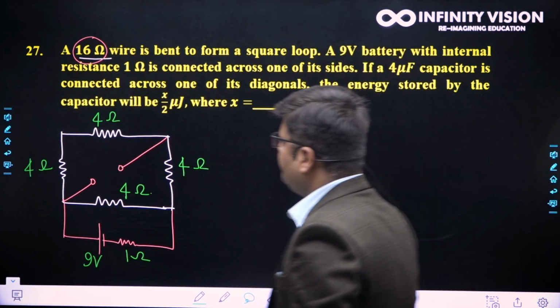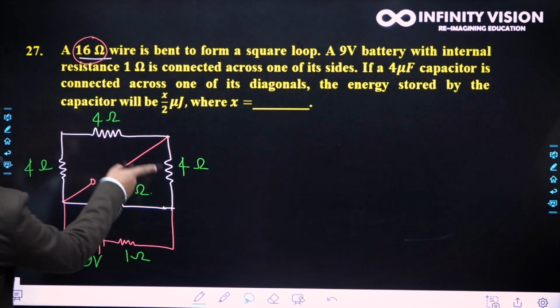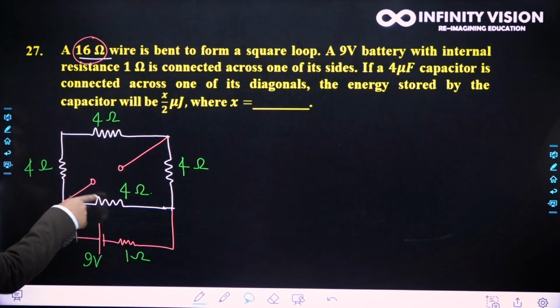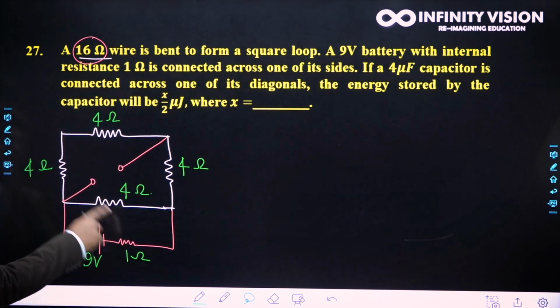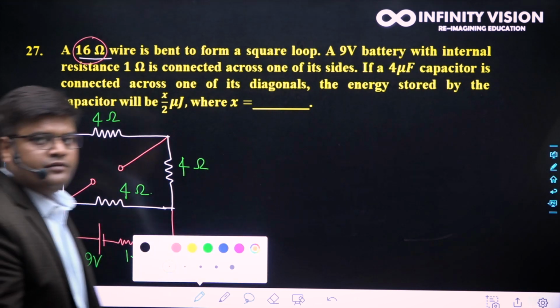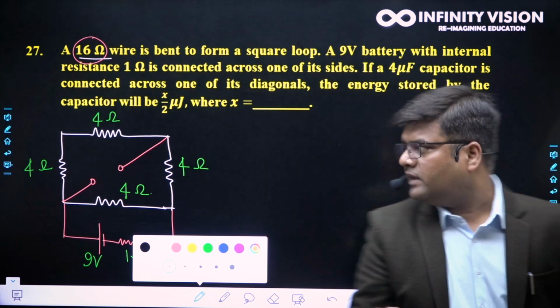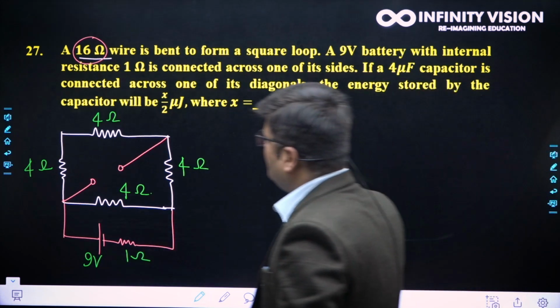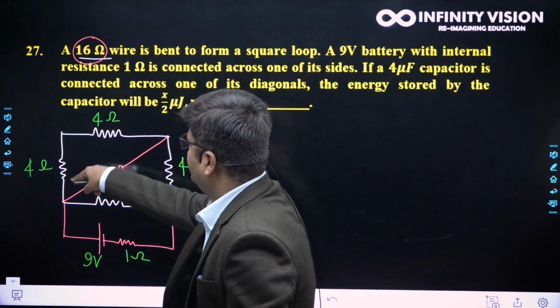Now we can see easily that the above 3 resistances are connected in series, which is in parallel with this 4 ohm resistance, and then it is in series. So what we can do, we can calculate the total current that is sent by the battery. So this 4 ohm becomes 12 ohm.